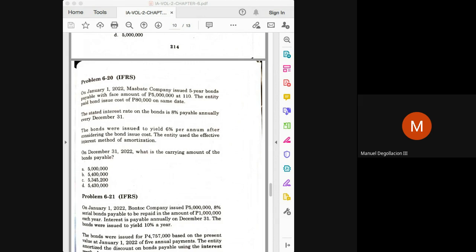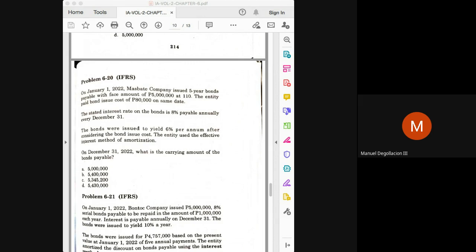But since there is a bond issue cost that we paid for amounting to 80,000, the initial carrying amount would be 5,420,000. So that means the bonds were issued at a premium of 420,000. Okay, and to solve for the interest expense, simply multiply the initial carrying amount, since we are on the first year, with the effective interest rate of 6%. So that's 5,420,000 multiplied by 6%.